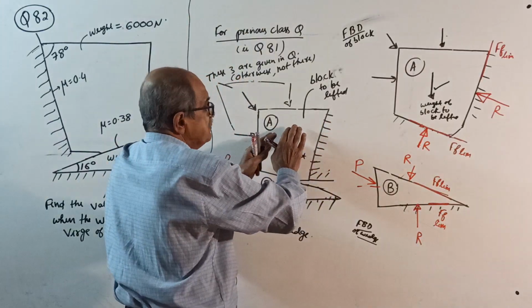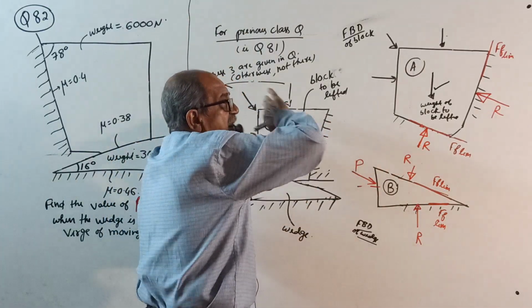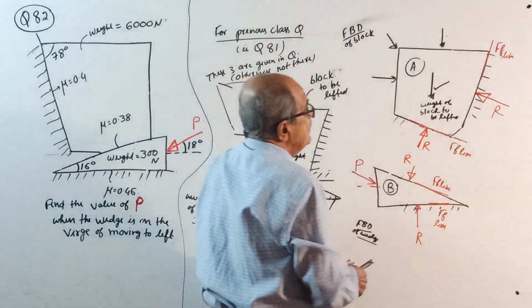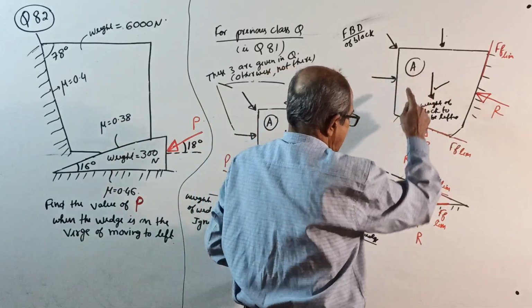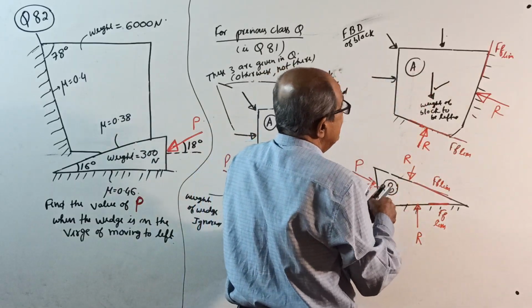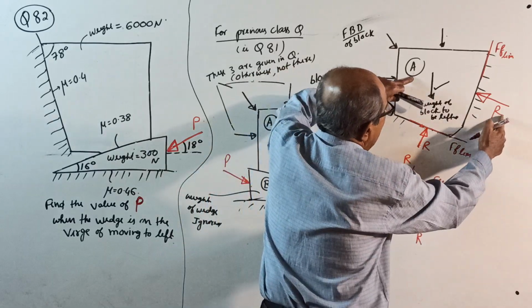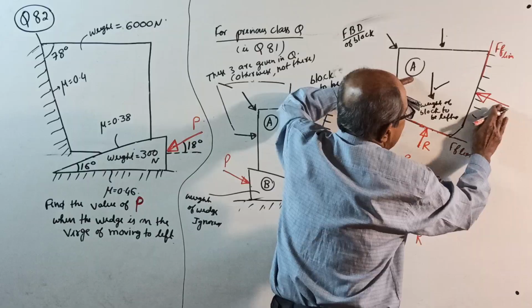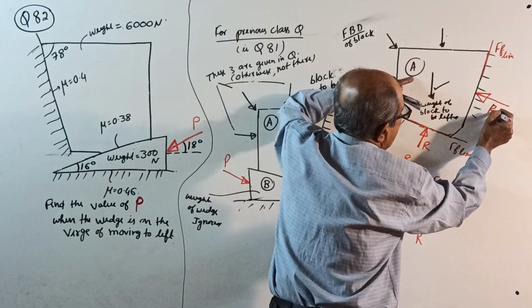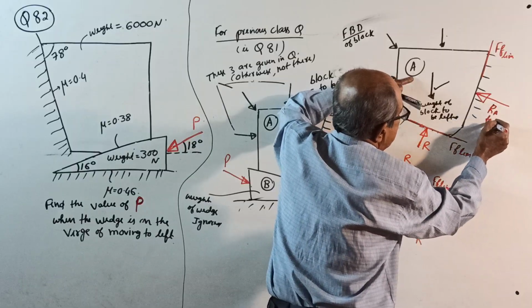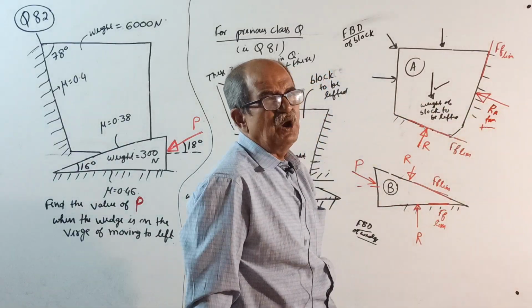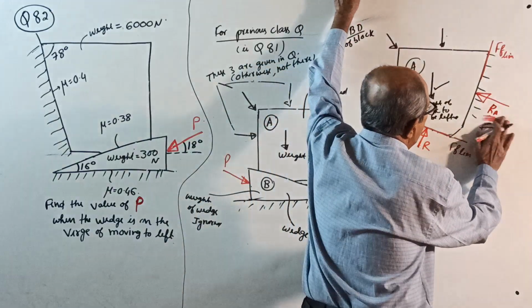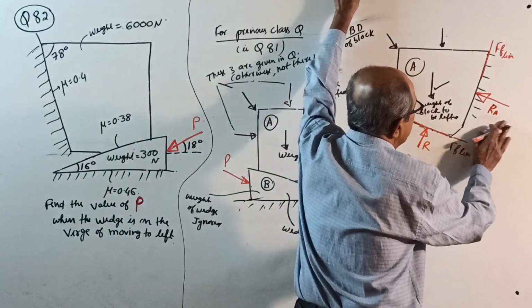Whatever happens, this block will push the plane that way. Therefore, there is a normal reaction. This is A, this is B. This is the normal reaction on A from that inclined plane. Not required to waste time, so just put RA. Second suffix not required.